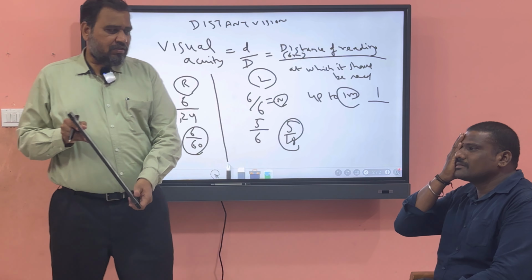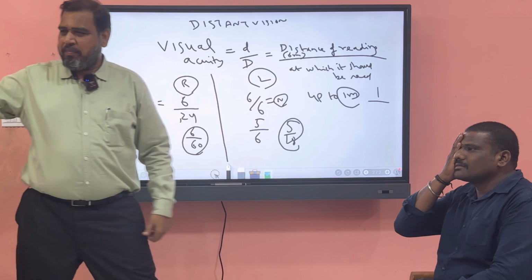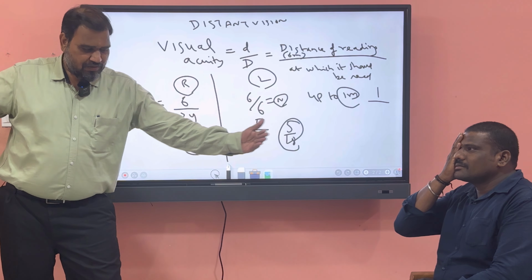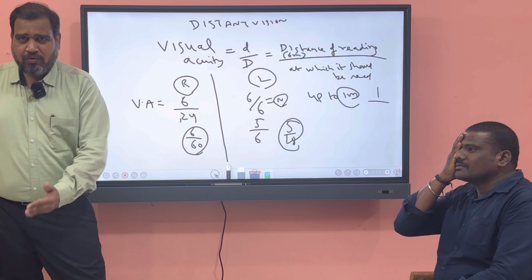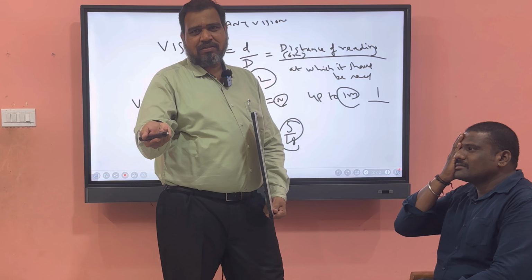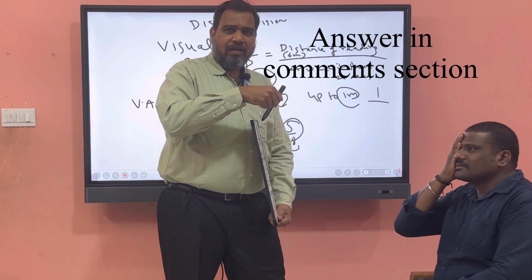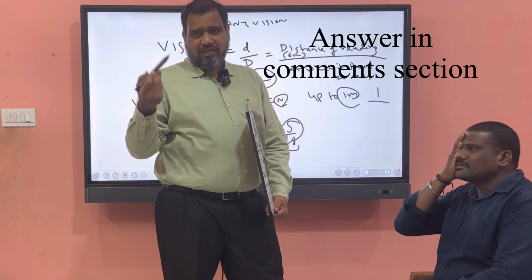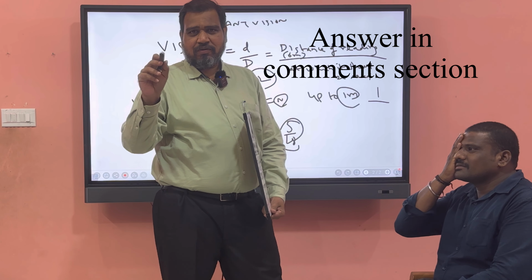I can ask the subject to come closer. Now this will be fixed: 6, 5, 4, 3, 2, up to 1 meter. Now imagine 1 meter. If he is able to read the entire thing, what will be the visual acuity? 1 by 6. If he is able to read only A, 1 by 60. Correct, 1 by 60.